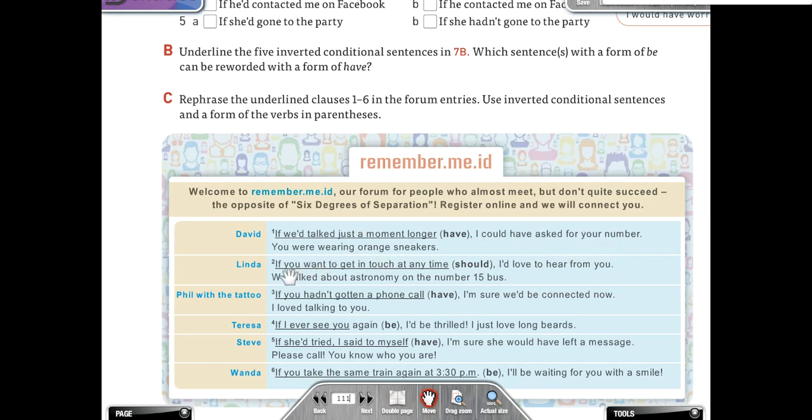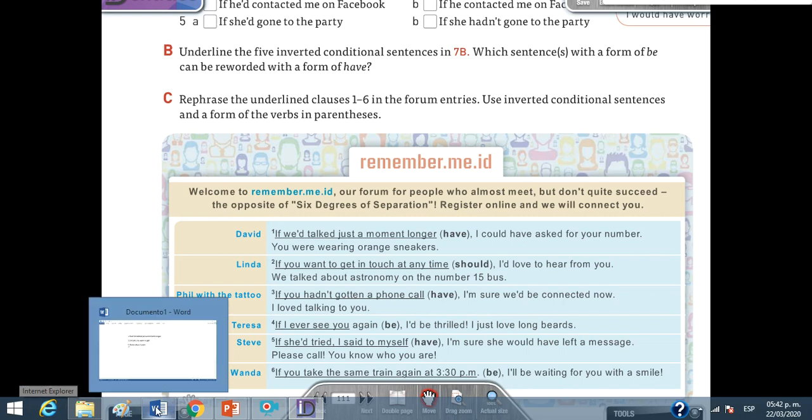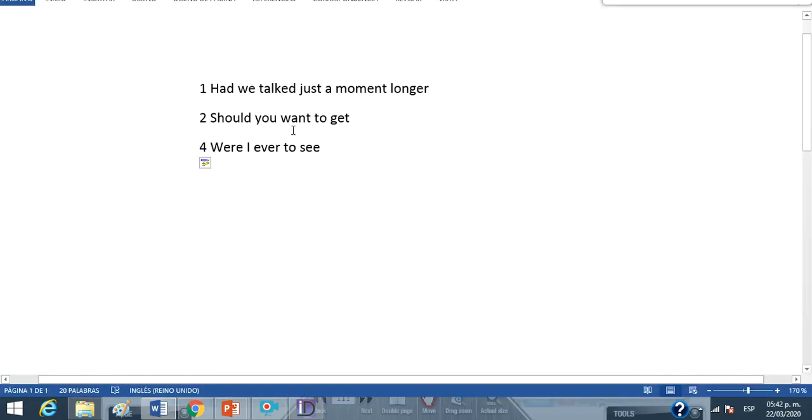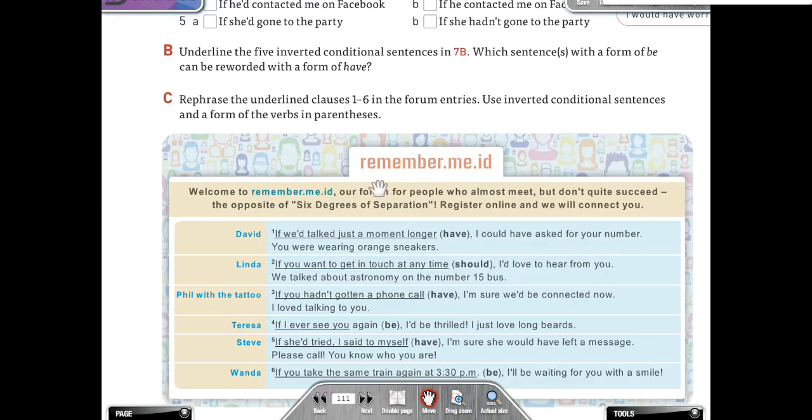Well, the next one, they say should. Well, this is easier. I'm going to say goodbye to if, and what do you believe? I'm going to write it first. Should. Excellent. Should you want to get in touch at any time? Observe. And we have it. Should you want? Yes, the rest is the same. There is no problem at all.